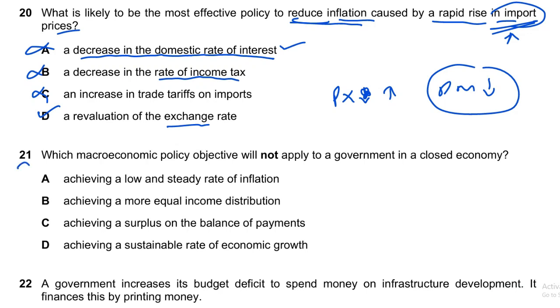Okay, question number 21 is, which macroeconomic policy objective will not apply to a government in a closed economy? Closed economies are the type of economies that are not involved in international trade. So the answer is really clear-cut. So option C is the correct answer for this question. Achieving surplus balance of payment, right? So this is not the objective, because a closed economy is not involved in international trade, so there is no question of balance of payment deficit or surplus. So this is not the objective in a closed economy.